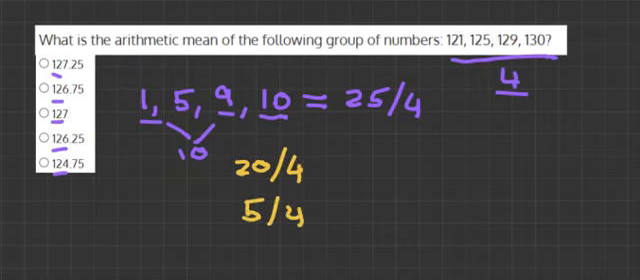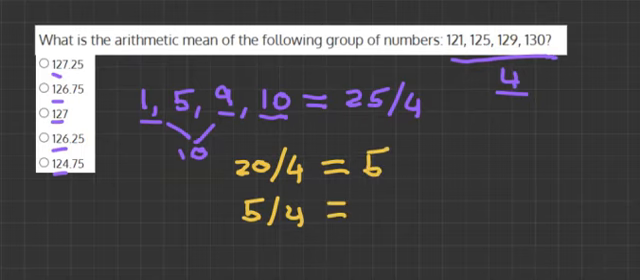Now 20 over 4 is pretty easy because if it was 40 over 4, we could say the answer is 10. 10 times 4 is 40. But we have 20, which is half of 40. So we know we need to multiply 4 by half of 10, which will equal 5.